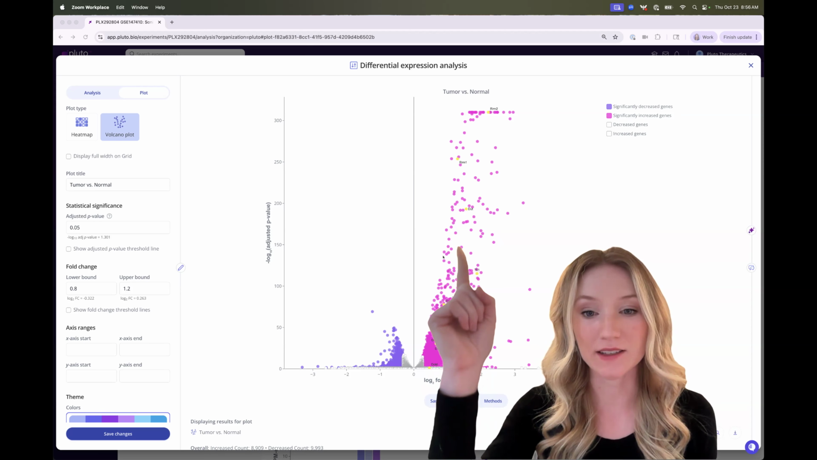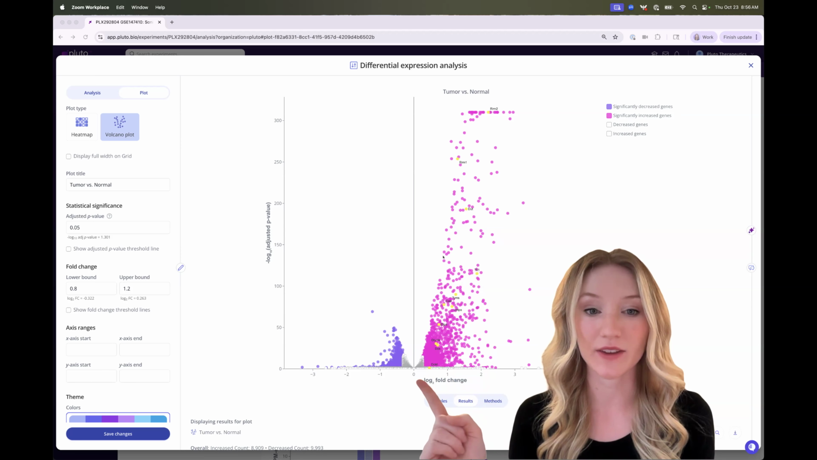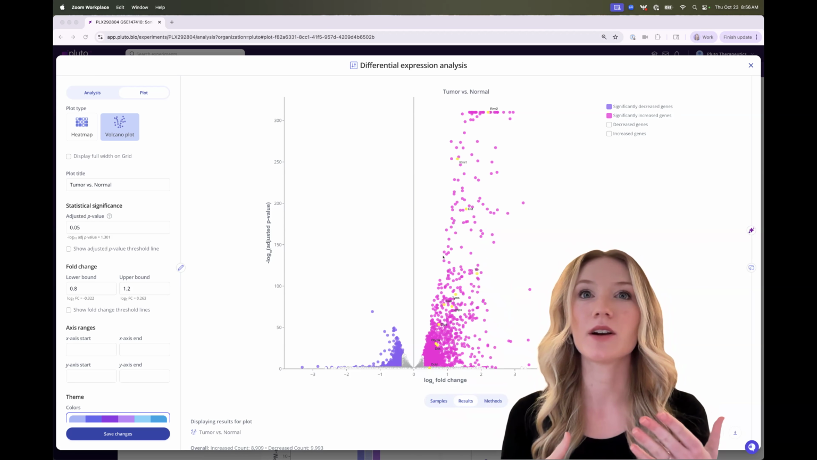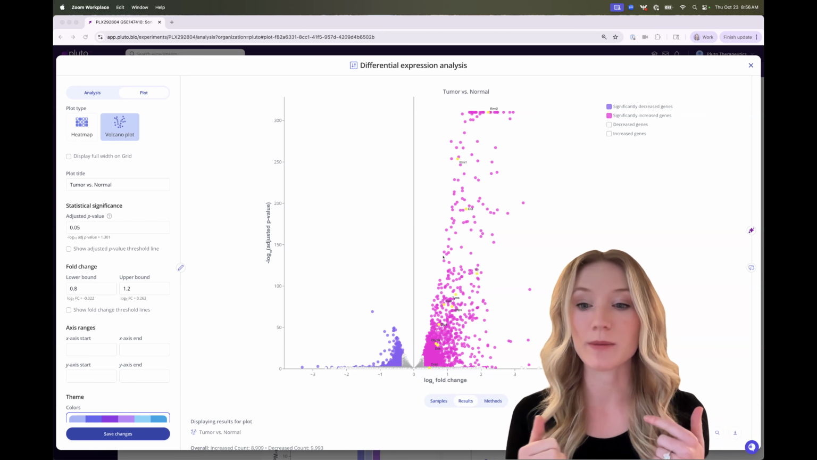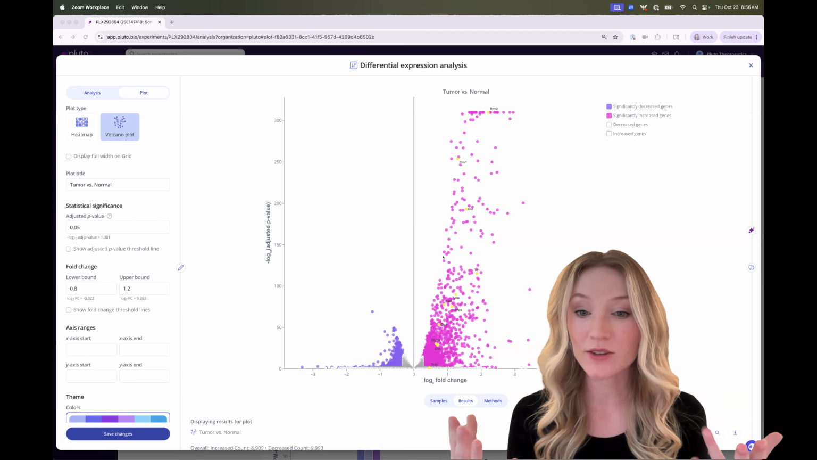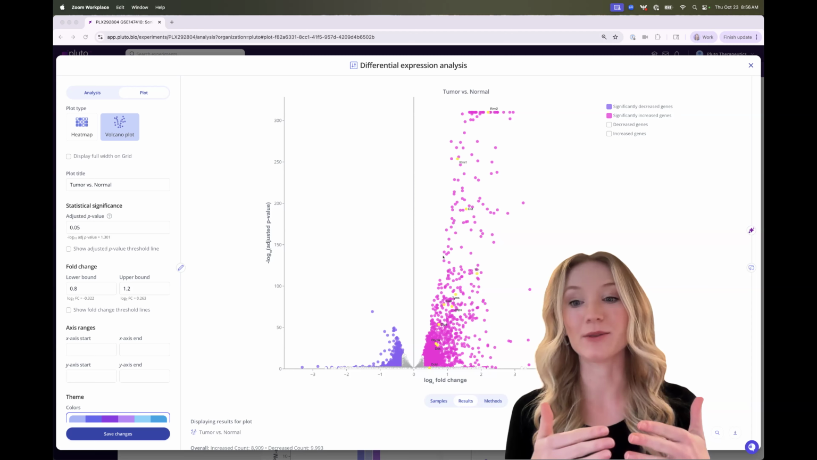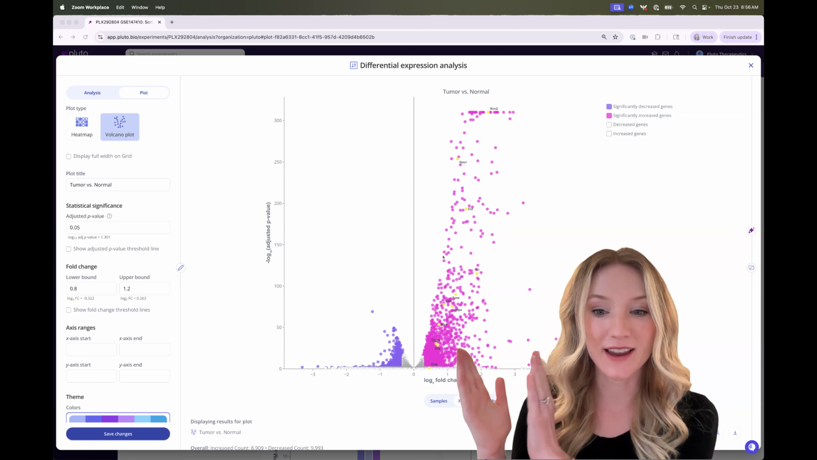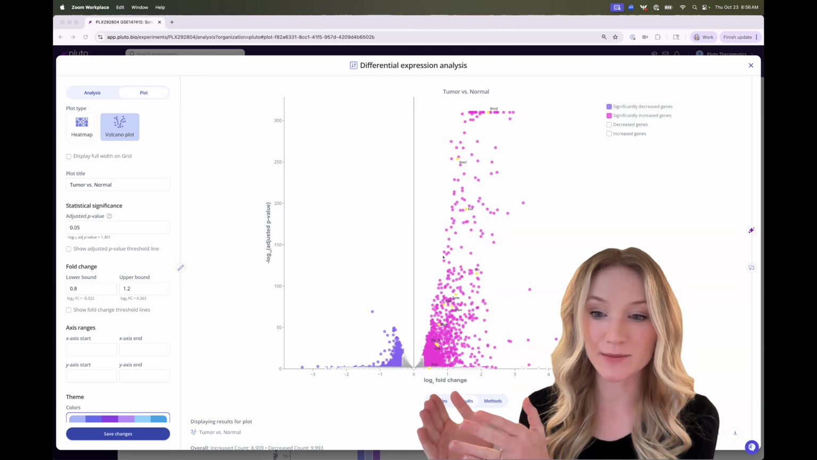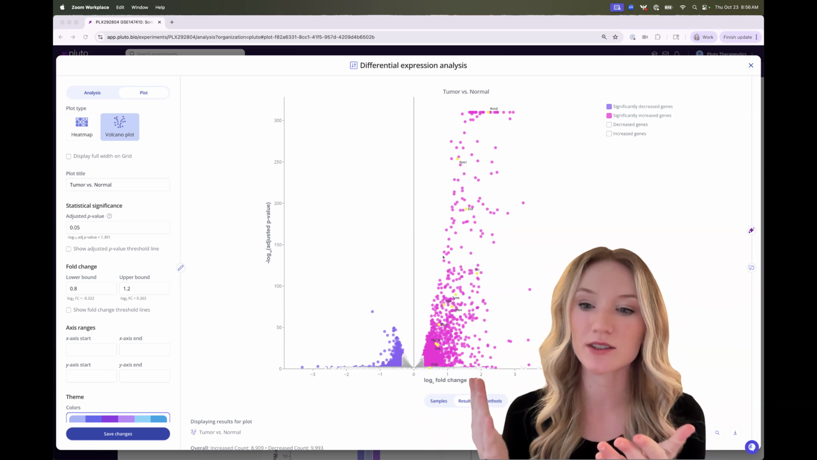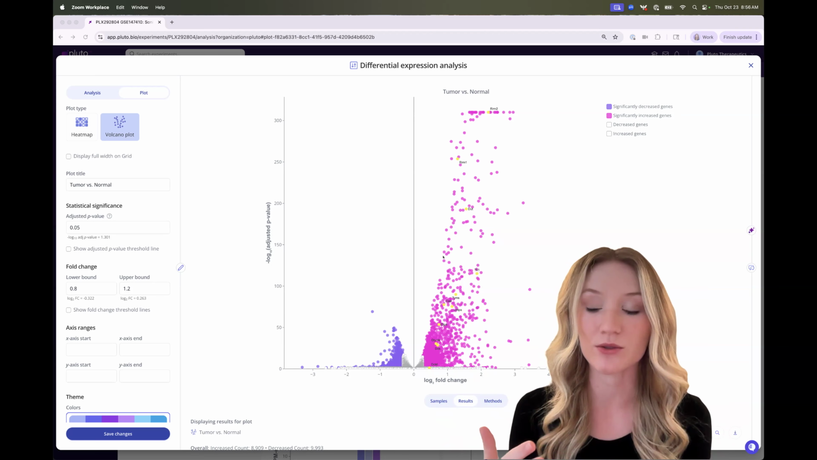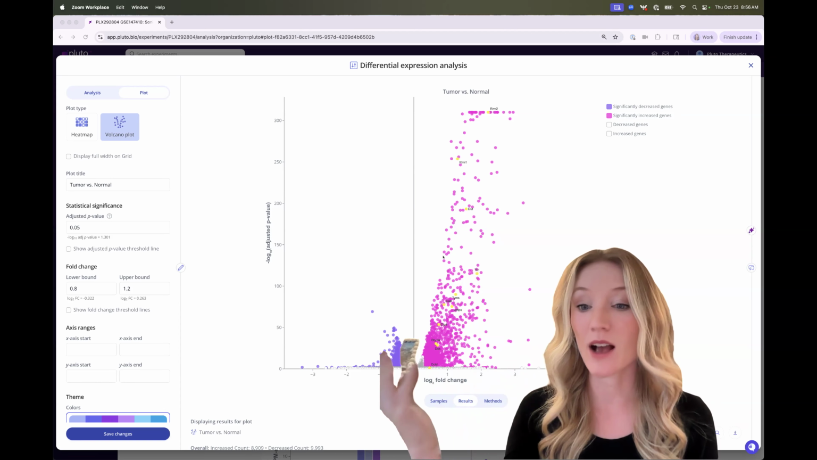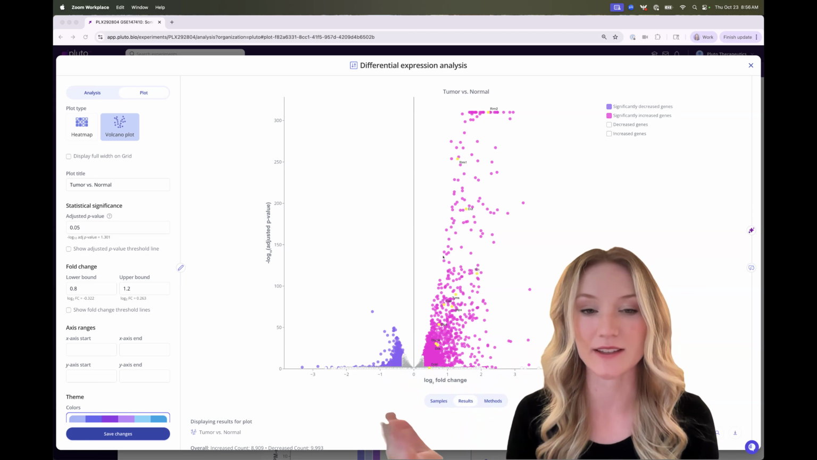The y-axis shows us statistical significance. So I think that this can be confusing because normally when we are studying statistical significance, we may be looking at the p-value, and in that case, we want the p-value to be as small as possible. Taking the negative log of the adjusted p-value is just a statistical transformation that we do so that the greater the value, the higher the statistical significance.